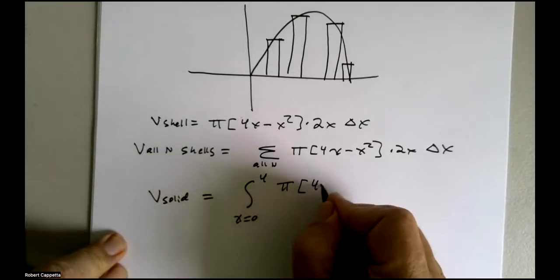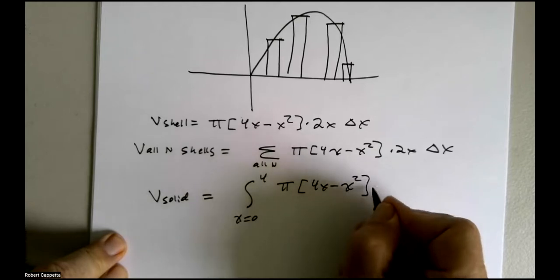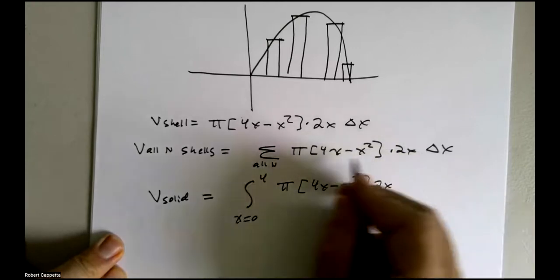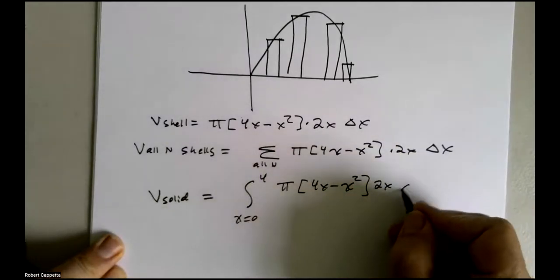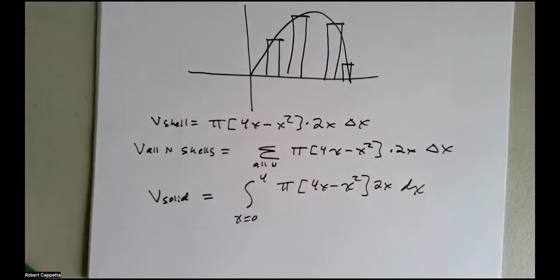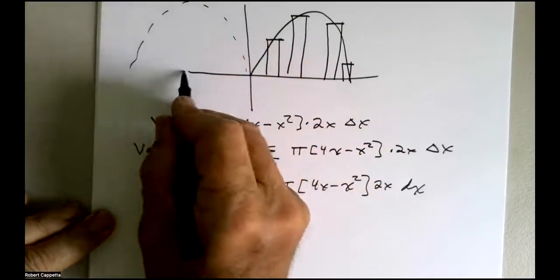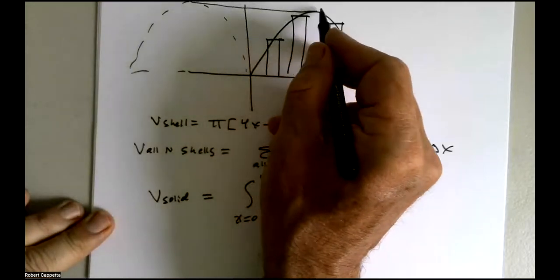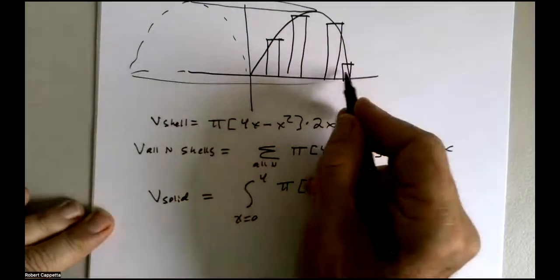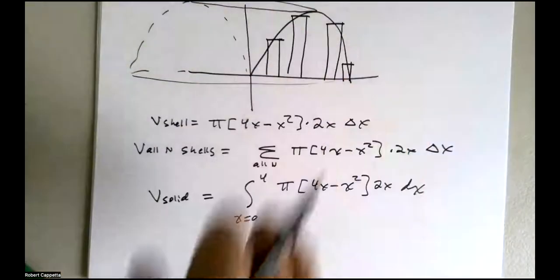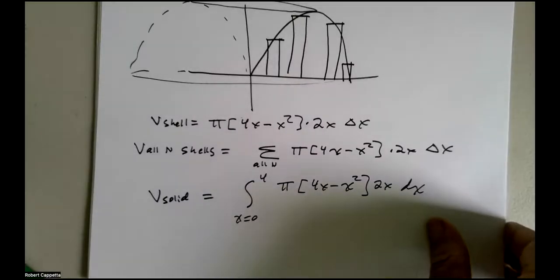Pi times 4x minus x squared times 2x. And then as we shrink delta x to 0, as the number of boxes goes to infinity, delta x becomes dx. And this is the integral that we have to evaluate to find the volume of the solid of revolution. But again, it's important to me that you can visualize this, right? Visualize what's happening here. We have a cake-looking thing, maybe, or a Jell-O mold-looking thing. But this part here is missing, right? And this is coming all the way around to give us our solid of rotation.